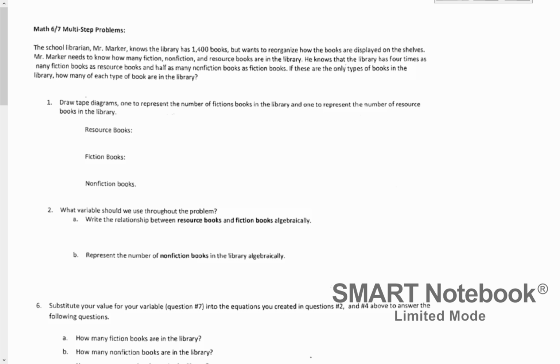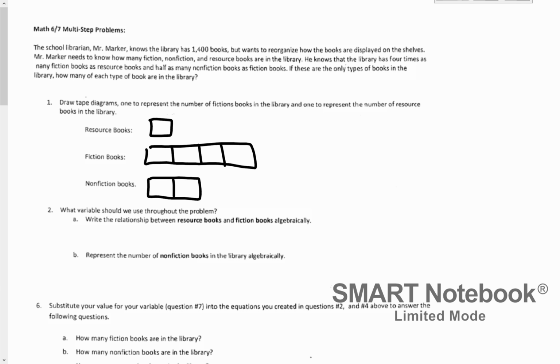Okay, so we have some resource books. First we're just going to start off with a tape diagram and then I'll show us how to use algebra. So resource books, this is how many resource books we have. We have 4 times as many fiction as resource books. So if there's 1 box for resource, we should have 4 boxes for fiction. And then we have half as many nonfiction as fiction. So if there's 4 boxes for fiction, there should only be 2 boxes for nonfiction.